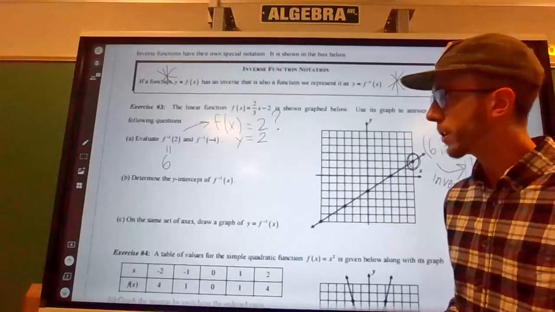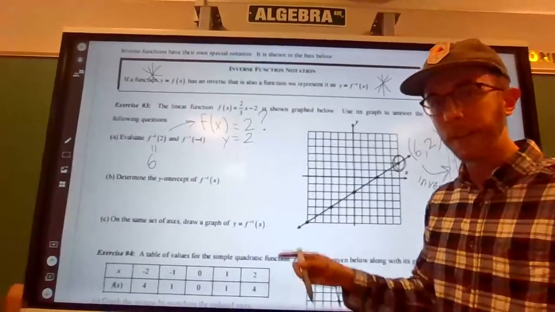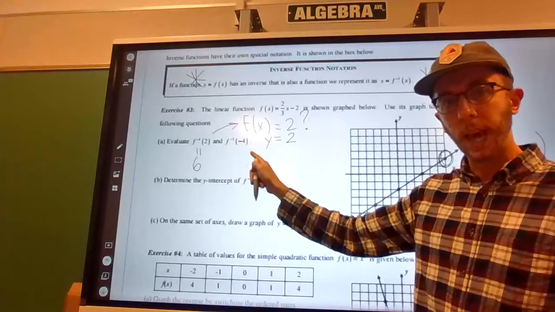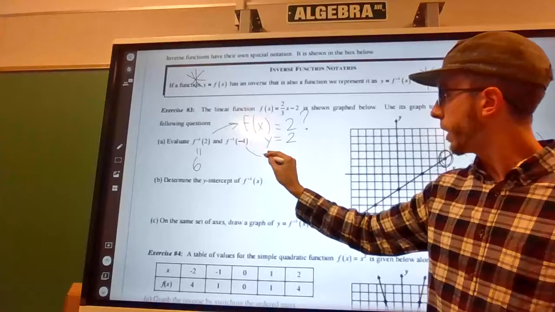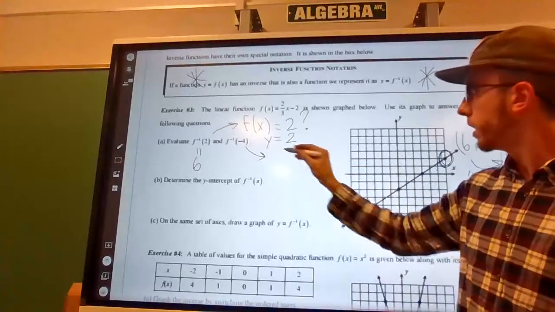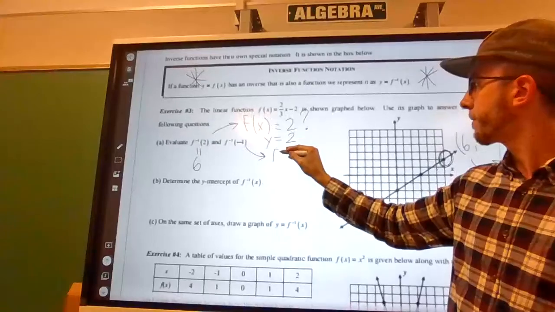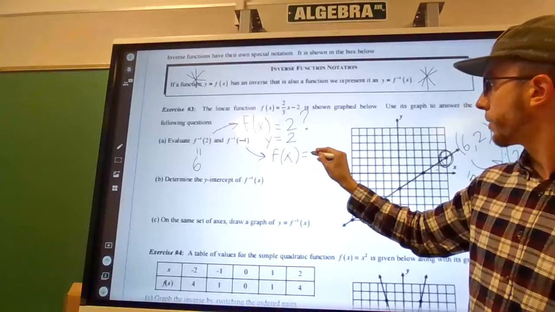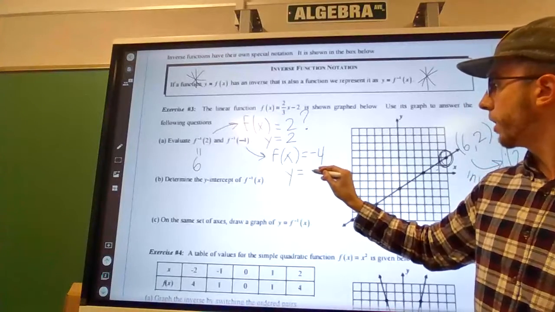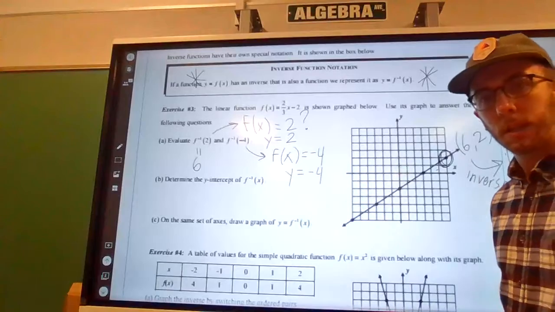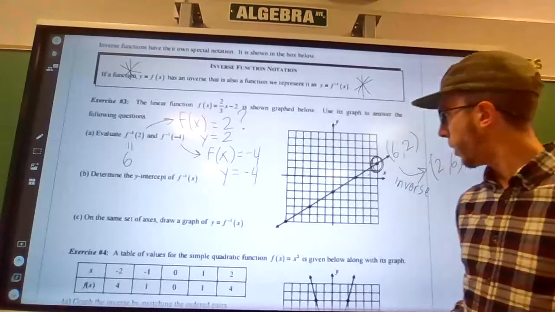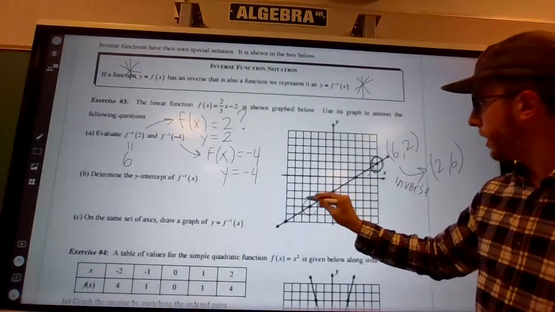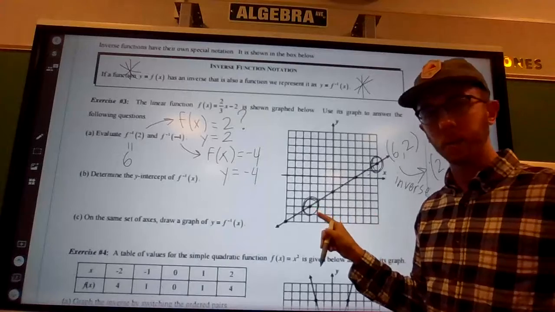What about f inverse of negative 4? Same idea. That's telling us that on the inverse function, f inverse, x is negative 4. So we need to look at our original function here and find when f of x equals negative 4. Again, we're looking for when y equals negative 4. So look at that graph. Where is y equal to negative 4? Well, we go down 4, and that's the point right here. That is where y is equal to negative 4.